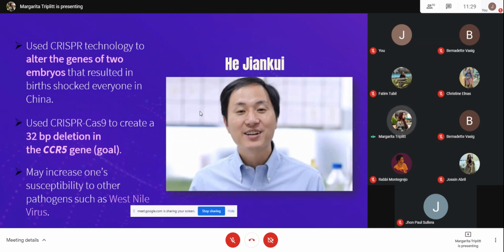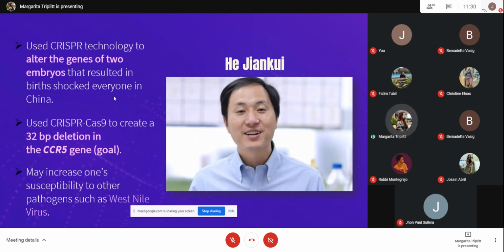He created a 32 base pair deletion in the CCR5 gene that would confer resistance to HIV infection in the twins, since the father of the twins is HIV positive. So he used, carelessly, CRISPR-Cas9 to create a 32 base pair deletion in the CCR5 gene.